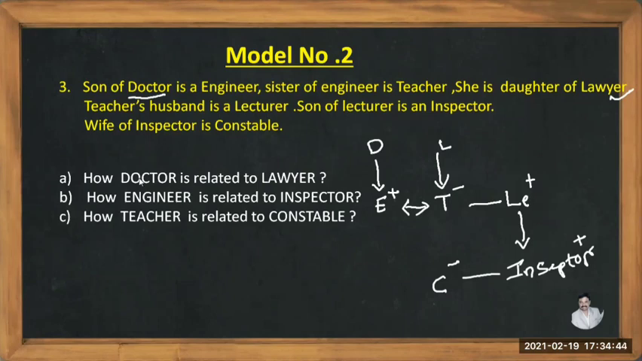So the question is, my dear friends, see how the doctor is related to the lawyer. I already told you, we don't have sufficient data to determine the genders of D and L. One of them may be the wife and one of them may be the husband. D may be the wife or D may be the husband; L may be the wife or L may be the husband. So for how the doctor is related to the lawyer, we can answer only like this: either wife or husband.